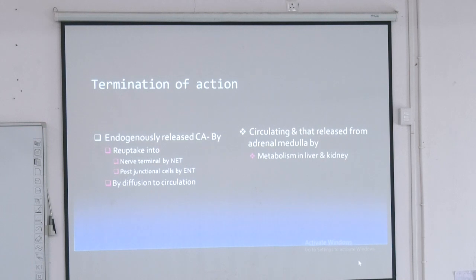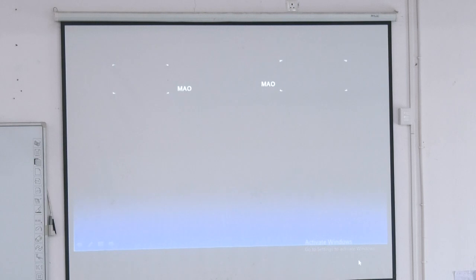And in circulation, what happens to the exogenously administered norepinephrine or adrenaline, or those that are released and subsequently went to the circulation? They will be metabolized by two enzymes, either COMT, catechol-O-methyltransferase, or MAO, monoamine oxidase. And the site of this metabolism is in the liver and kidney.